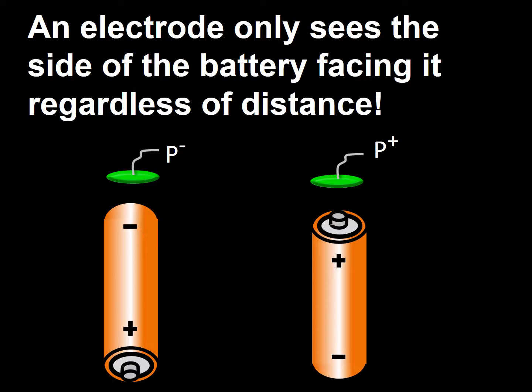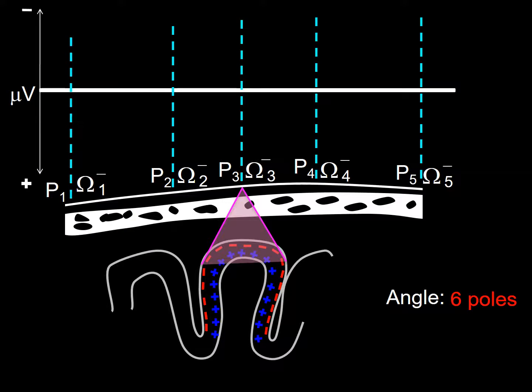An electrode only sees the side of the battery or the pole of the dipole facing it, but it does so regardless of distance. An electrode placed right above the crown of a gyrus will view the negative poles of the dipole under it. It will not see any other poles. In this case, this will correspond to 6 negative poles. These poles are being viewed from, let's say, 2 centimeters away.